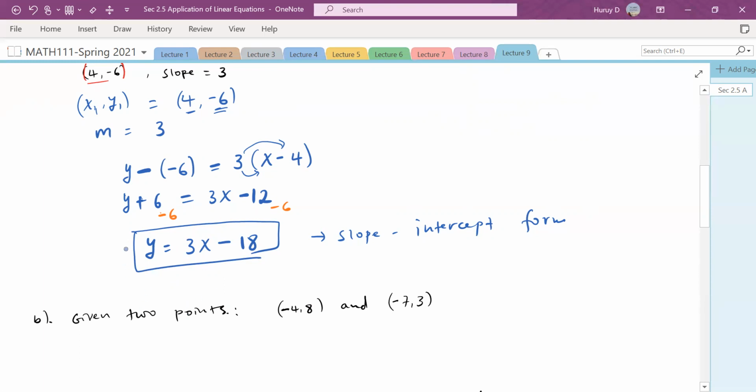Because once you write it this way, you can easily notice what the slope is and what the intercept is. Now I can see the line crosses the y-axis at -18. Then you can figure out the x-intercept by substituting 0 in here, and that's +6. Then the line will look something like this. This is the line.